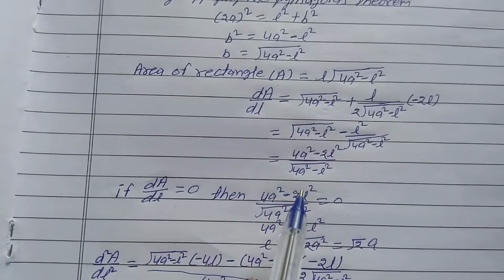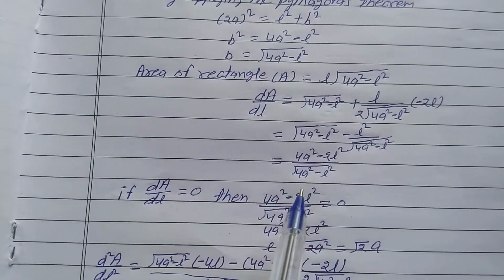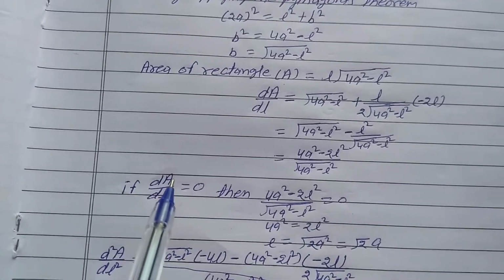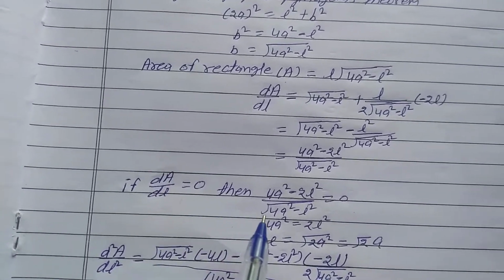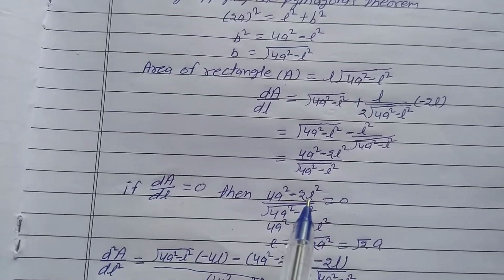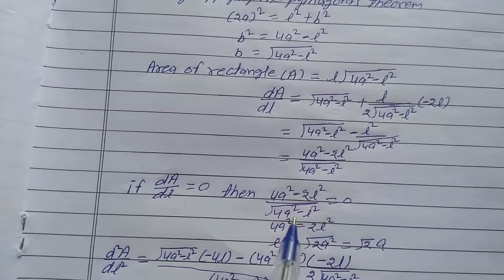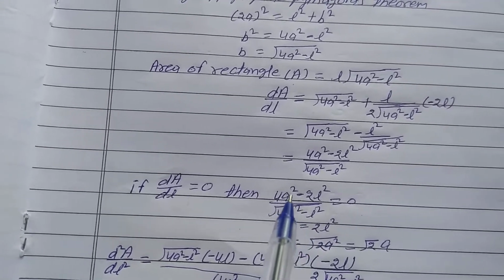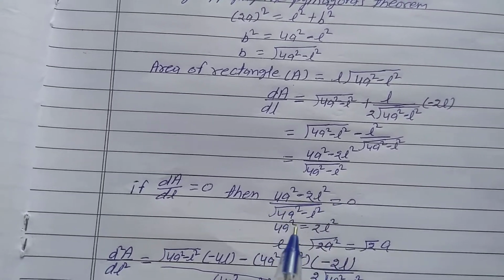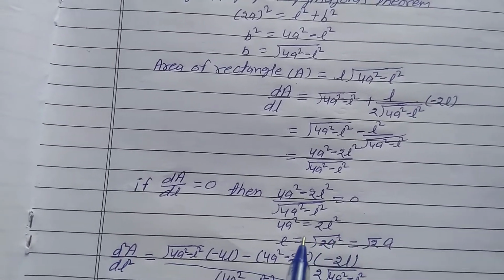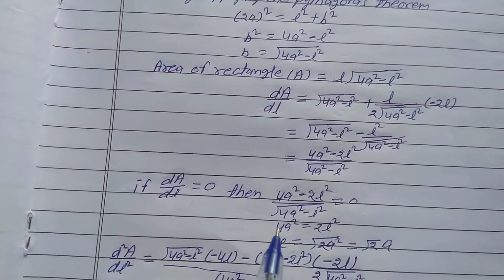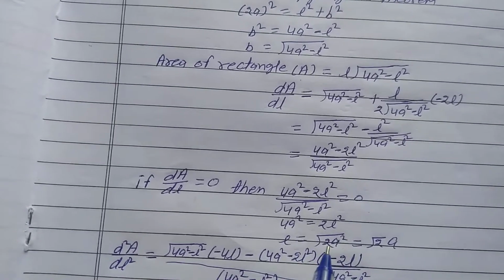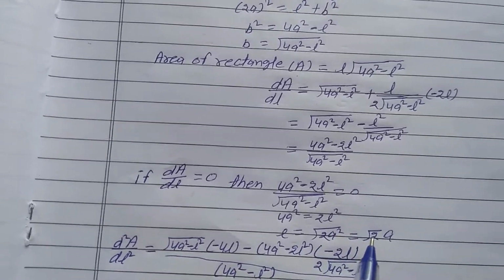To find the value of L, the condition is applied. If dA upon dL is equal to 0, then 4A square minus 2L square upon root of 4A square minus L square is equal to 0. So this is transferred to the other side, and 4A square is equal to 2L square. So L square is equal to 2A square, so L is equal to root 2 A.